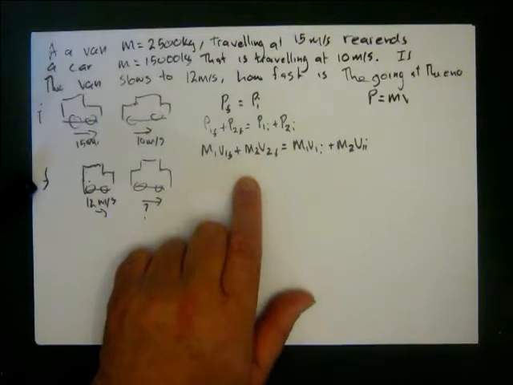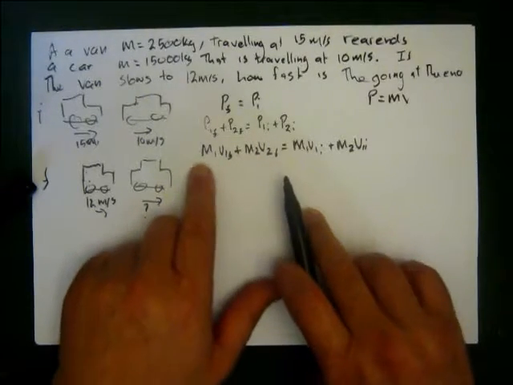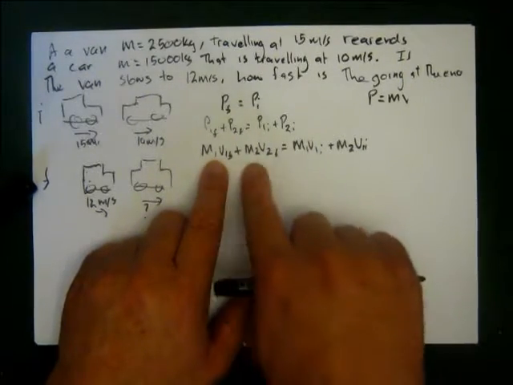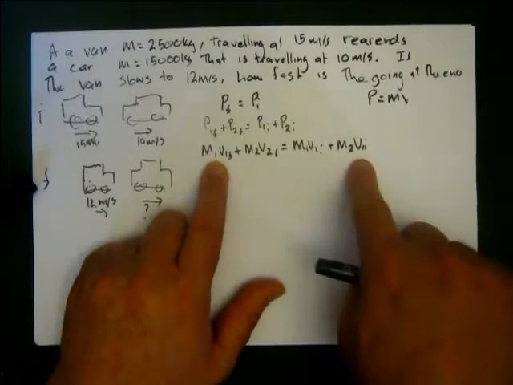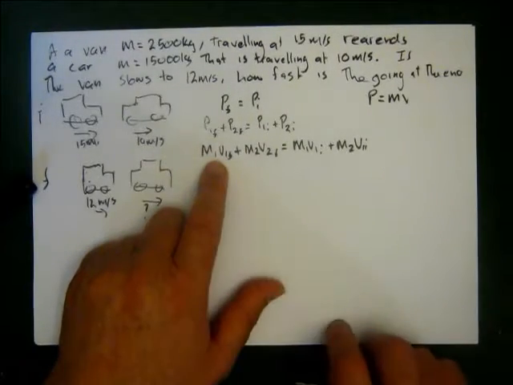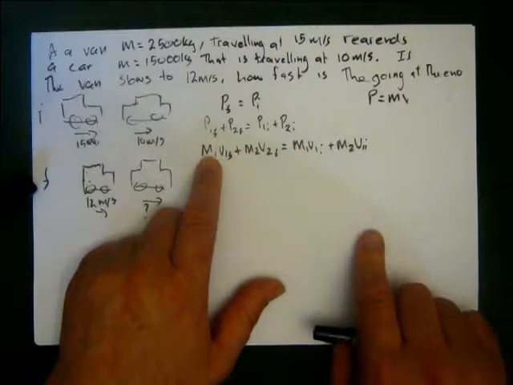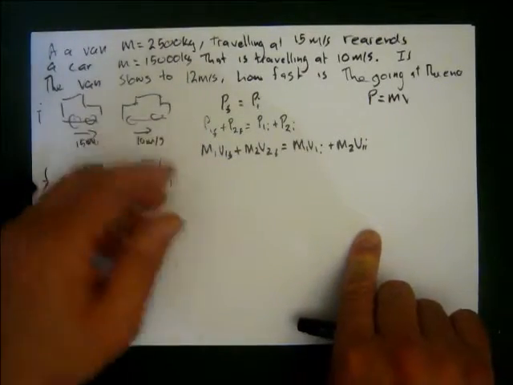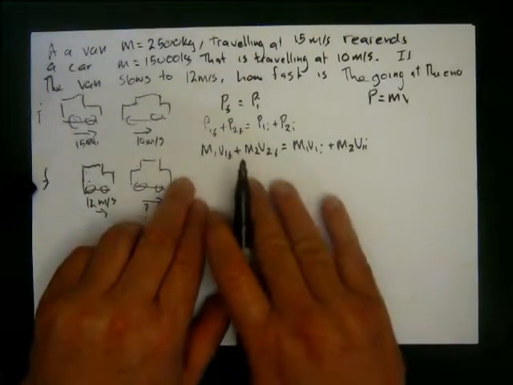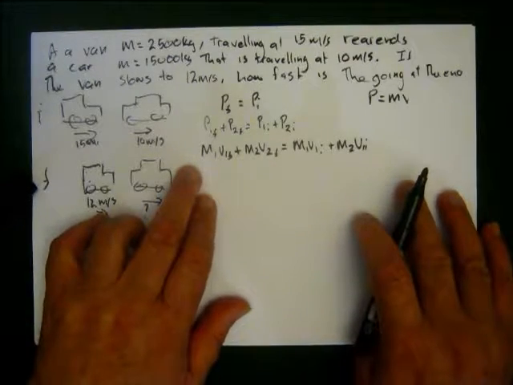Which one are we trying to figure out? We're trying to find out mass 2, velocity 2 final. We know that, we know that, we know that. We know everything in there except for one piece of information. And if we know everything except one piece of information, we can solve it. So let's solve it. What we're going to do is stick in all of the numbers that we know.